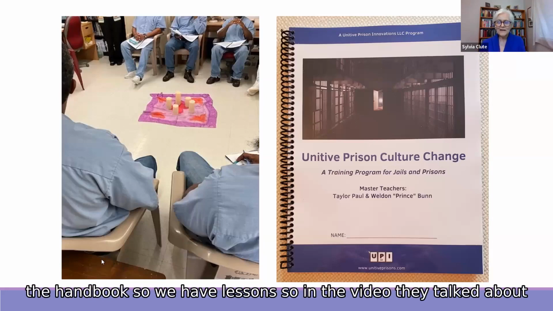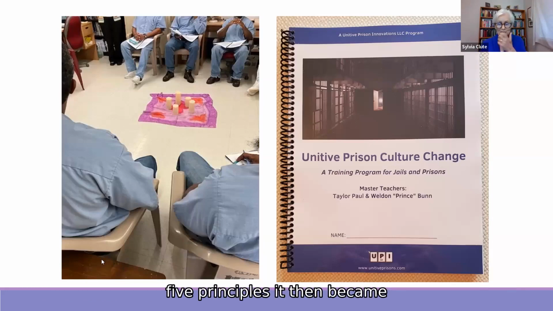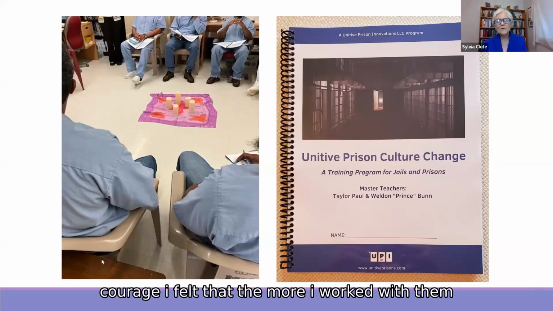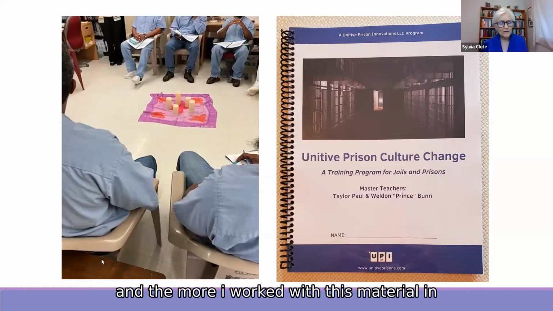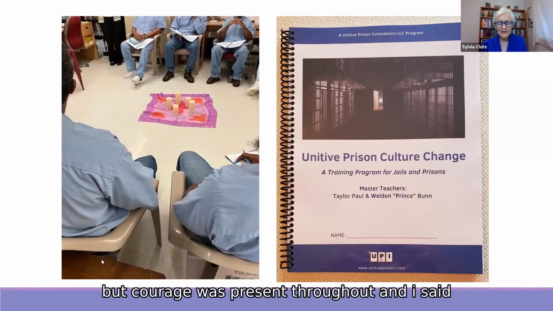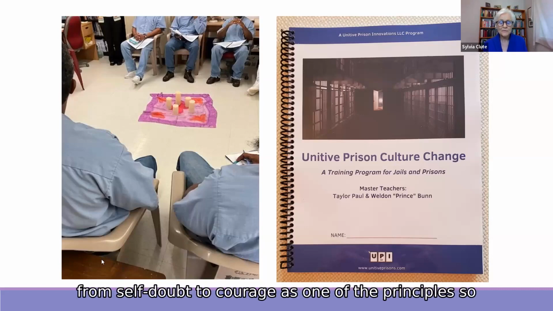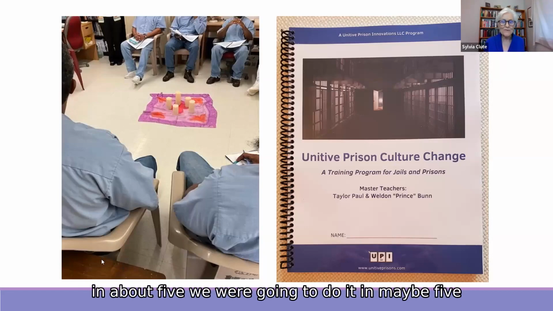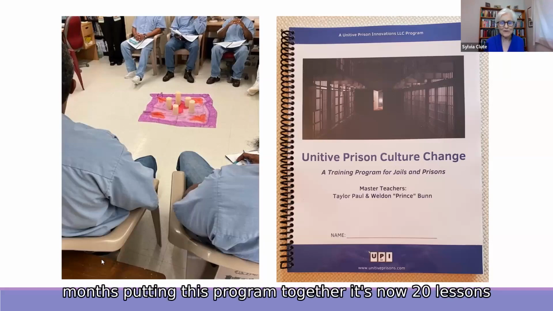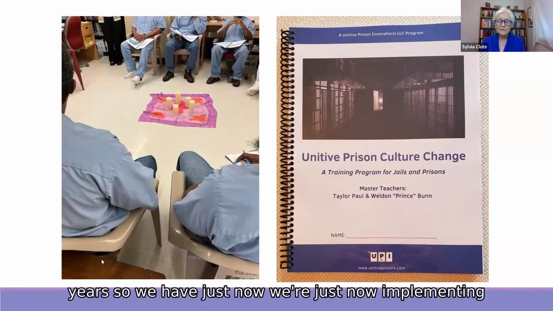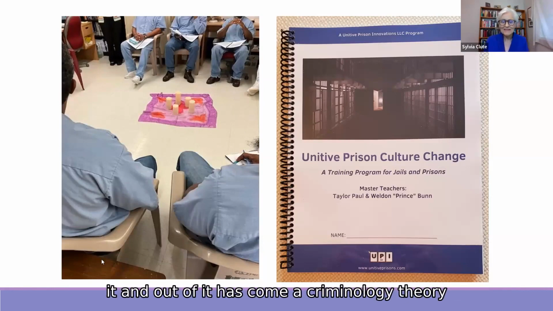So we have lessons. In the video, they talked about 5 principles. It then became 6, because we added courage. I felt that the more I worked with them and with this material, in the videos they never once mentioned the word courage, but courage was present throughout. And I said, we have to have from self-doubt to courage as one of the principles. So it's now 6. And it's not 5 lessons. We were going to do it in maybe 5 months, putting this program together. It's now 20 lessons, over 30 short videos, and it took us 3 years. So we're just now implementing it.